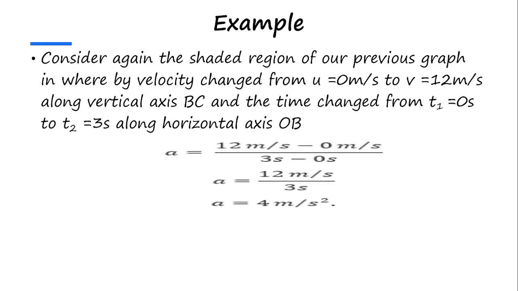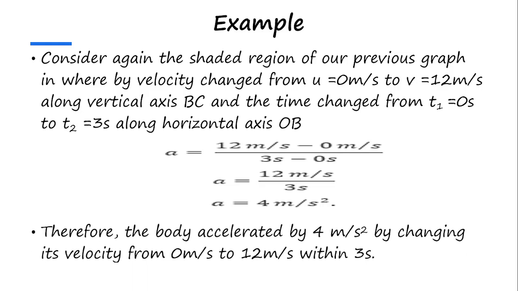Now from there, you can calculate the acceleration by taking 12 meter per second, that is the final, minus the initial, that is 0, over 3 seconds, that is the final time, minus 0 seconds, that is the initial time. So you get acceleration is equal to 12 meter per second divided by 3 seconds, so you get the answer, 3 meter per second square. So therefore, the body accelerated by 3 meter per second square by changing its velocity from 0 meter per second to 12 meter per second within 3 seconds.